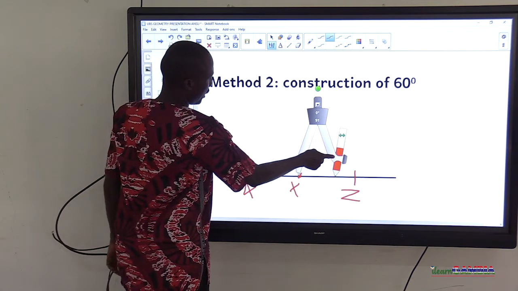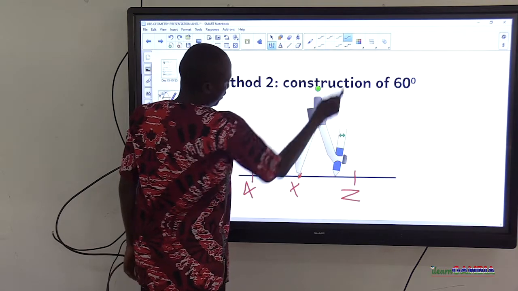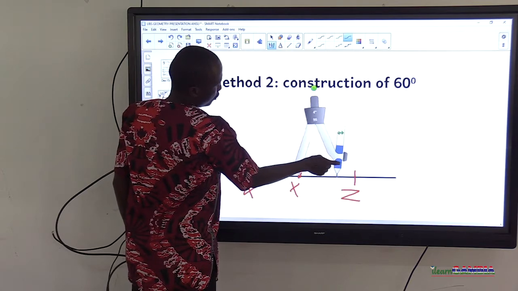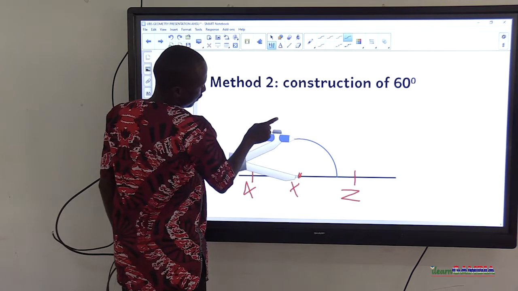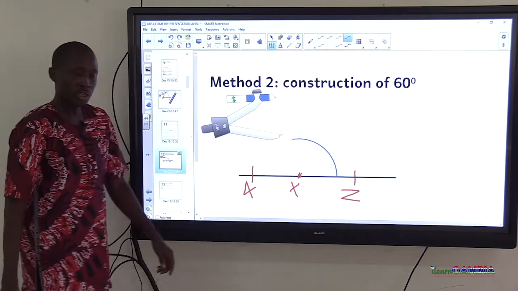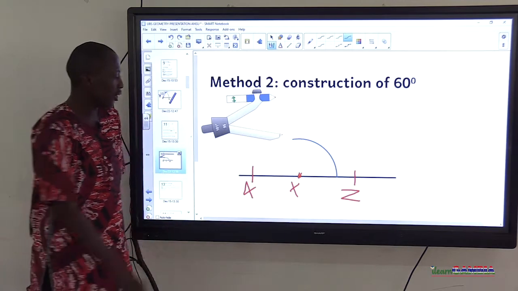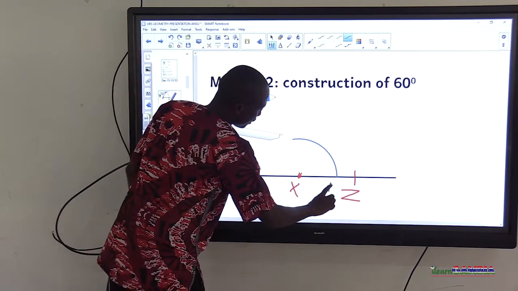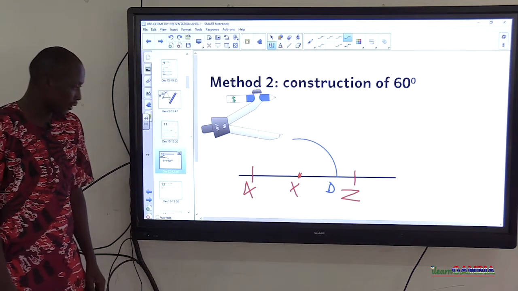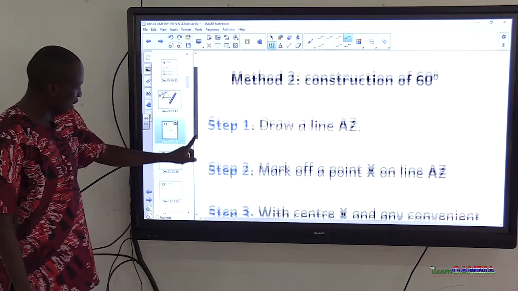So I will draw an arc here. At this point, I'll draw an arc. Yes, I have done that. I take my compass out. The point at which the arc cuts AZ, I'll label it as D. That point is point D. Then go back and look at the steps again.